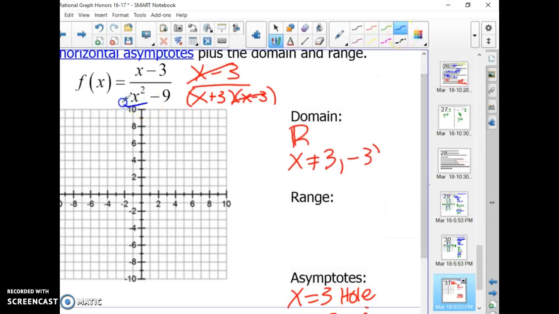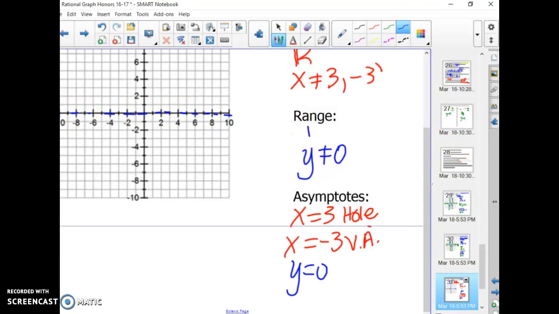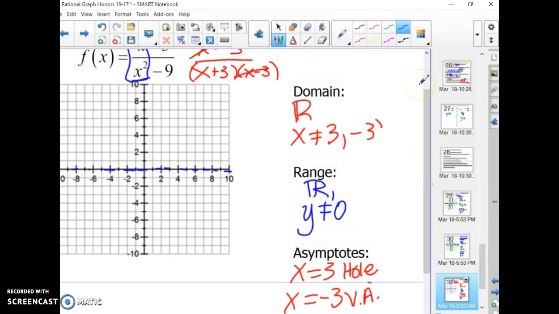So let's go find my horizontal. Well, my horizontal, I have this situation right here. My top is smaller than my bottom. So if I think division, I can't even go into it once, so it goes into it 0 times. So my horizontal asymptote is going to be at 0. So it's going to be all real numbers except that. So here we go. Then I have a negative 3.